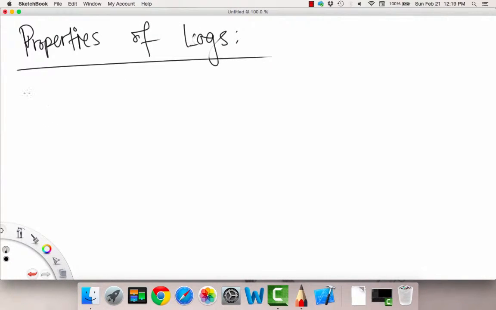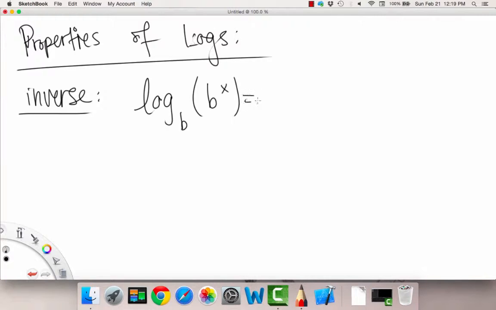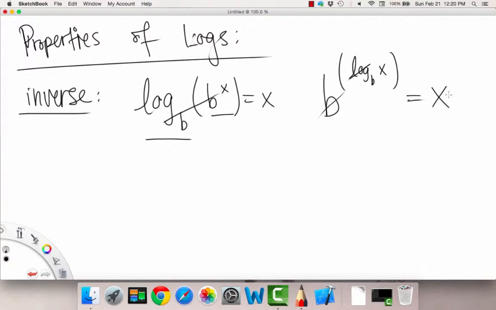So we already have the inverse properties of logs and exponentials. Inverse properties are: log base b of b to the x power is simply equal to x, because the exponential part and the log part cancel out each other's effects. We also have the other one, b raised to the power log base b of x, which again the log and the exponential cancel out and we just get x. So those are the inverse properties of logs.